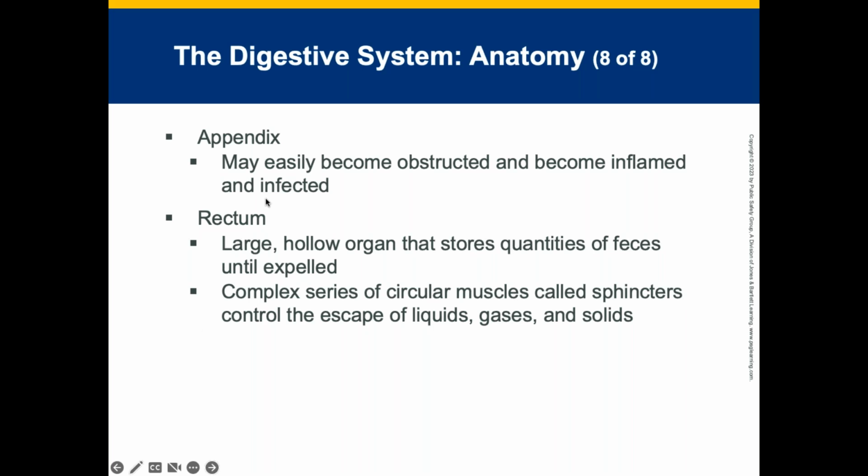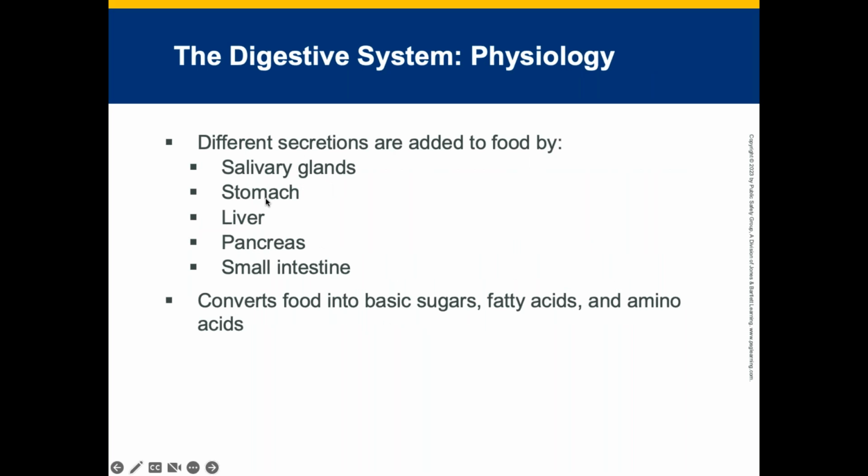All right. So digestion is the complicated chemical process where different secretions, primarily enzymes, are added to food by the salivary glands, stomach, liver, pancreas, and small intestines, and converts food into basic sugars, fatty acids, and amino acids.